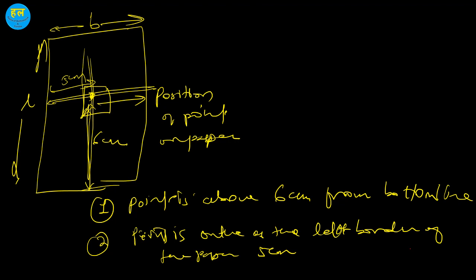So we need to have two pieces of information for locating any point on a piece of paper, and both these pieces of information are independent of each other. Take one more example.